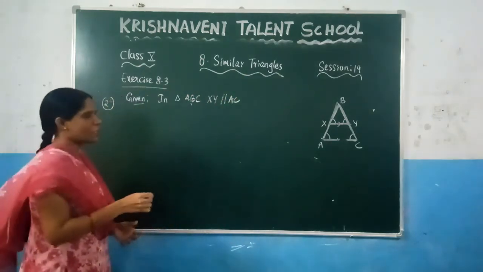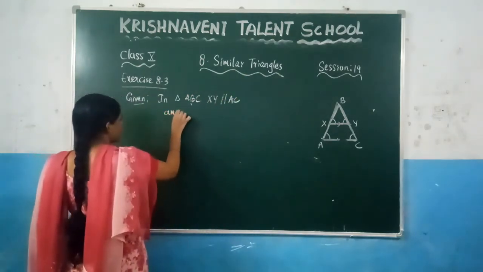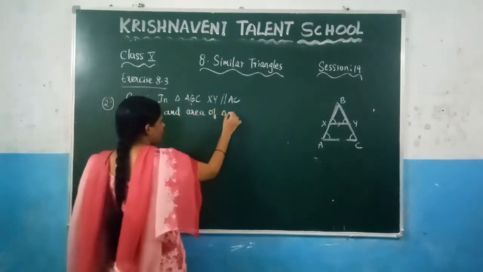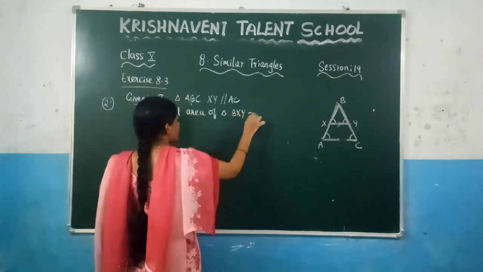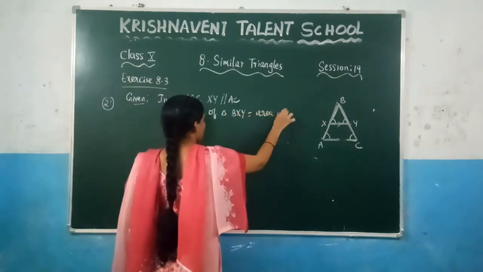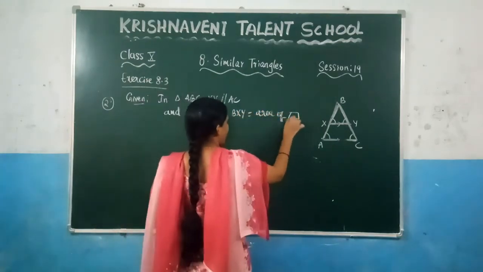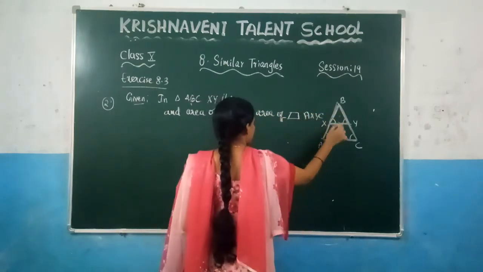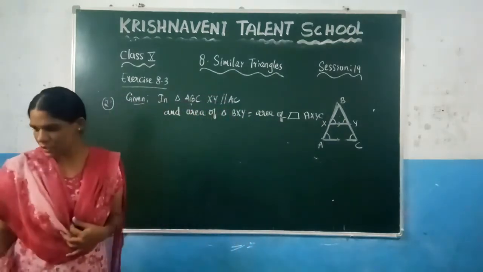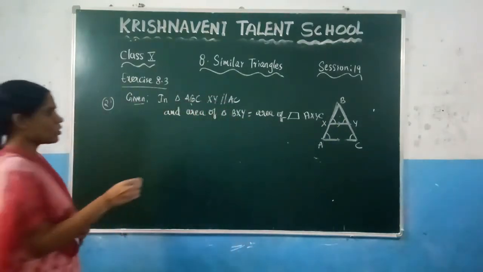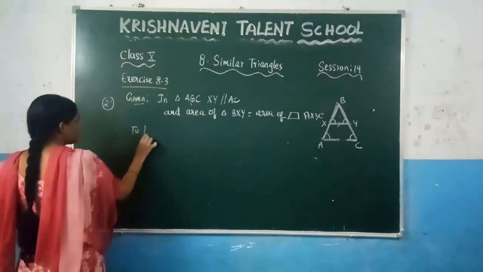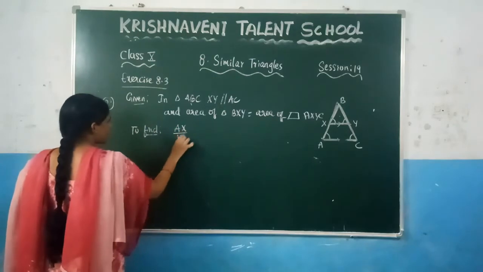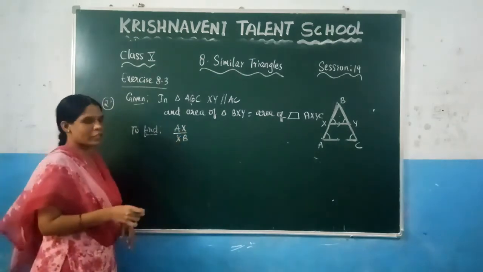This is given, and after that, area of triangle BXY is equal to area of the trapezium AXYC. This area and this area is equal. So this is what they have given. Based on this, what we need to find? We need to find the ratio of AX by XB. Let us go for the proof.